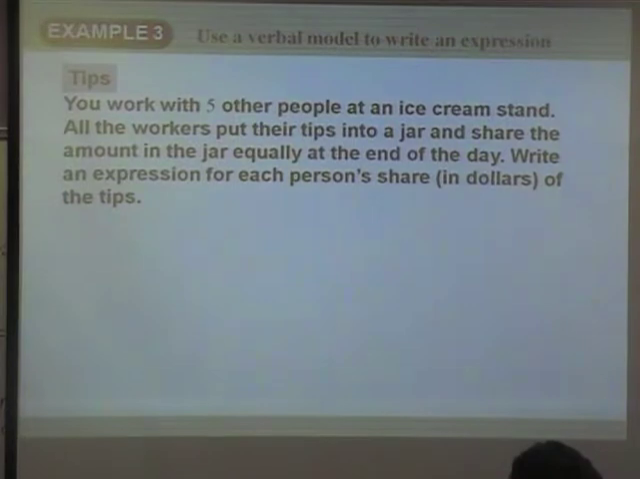Example 3. Again, verbal model for an expression. Here are the tips. You work with 5 other people at an ice cream stand. Not a bad job. All the workers put their tips into a jar. That doesn't sound like fun. No way. That's a terrible thing. You have to share your hard work with everybody else. They share it equally. Write an expression for each person's share in dollars of the tips. What would you say? How would you figure it out?